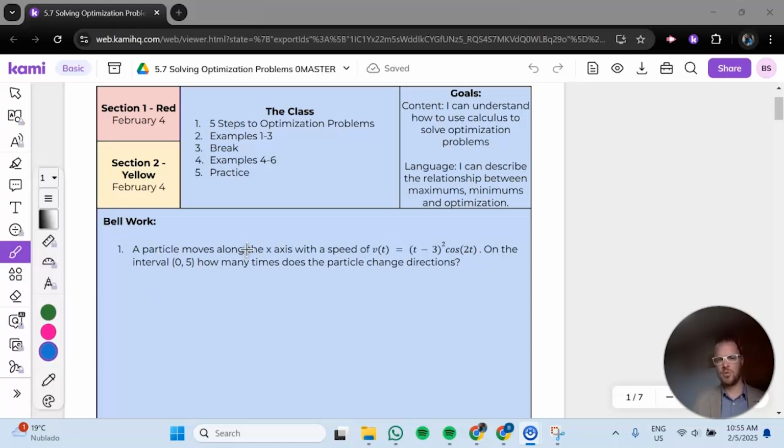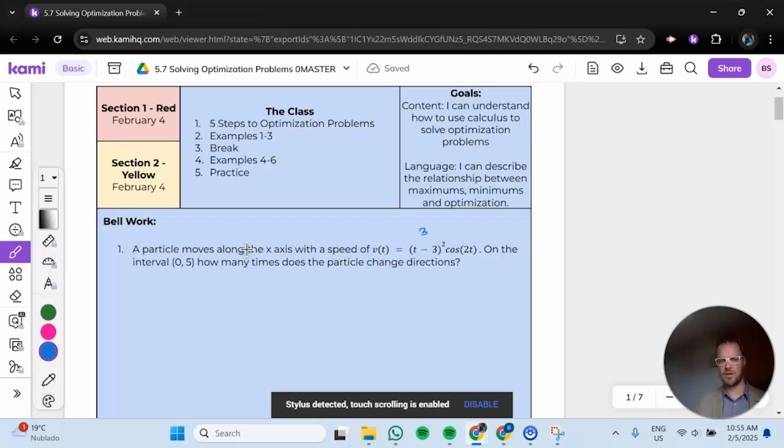So we want to look at a particle moving along the x-axis with a speed of this v of t function on the interval from 0 to 5. How many times does it change direction? That means we need the speed to be 0 and we need the sign to change around that. So that first one's real easy. This one's going to be at t equals 3.